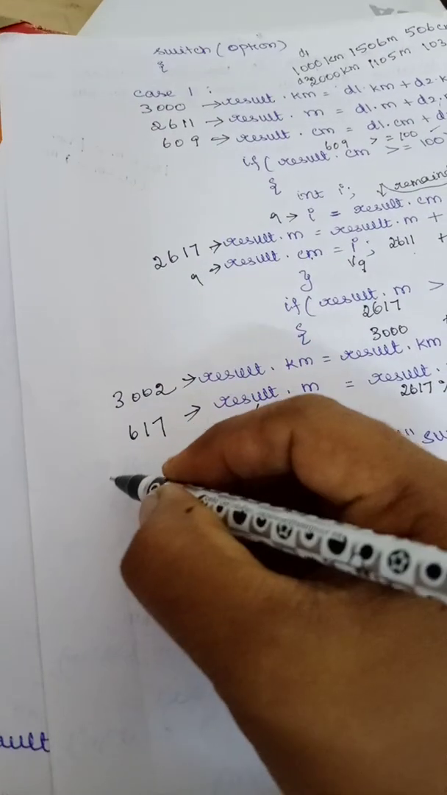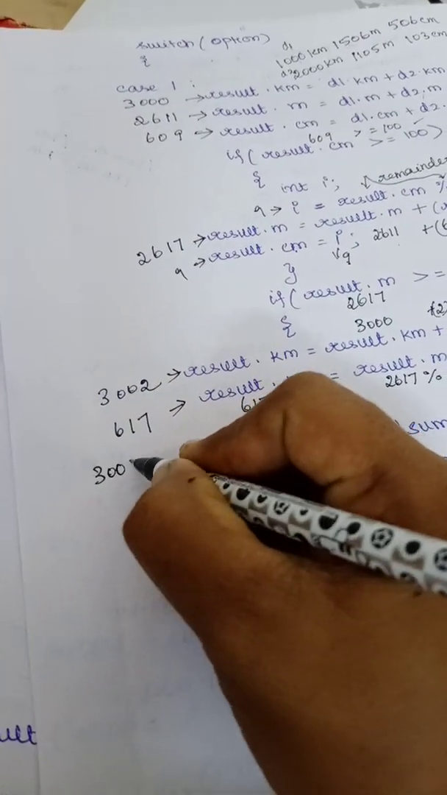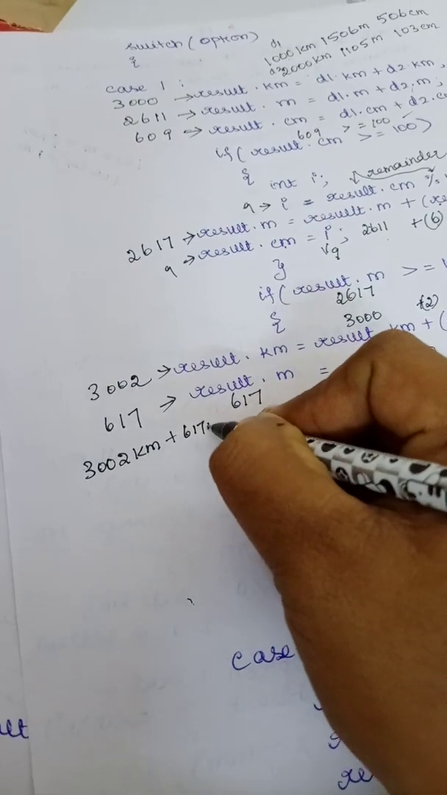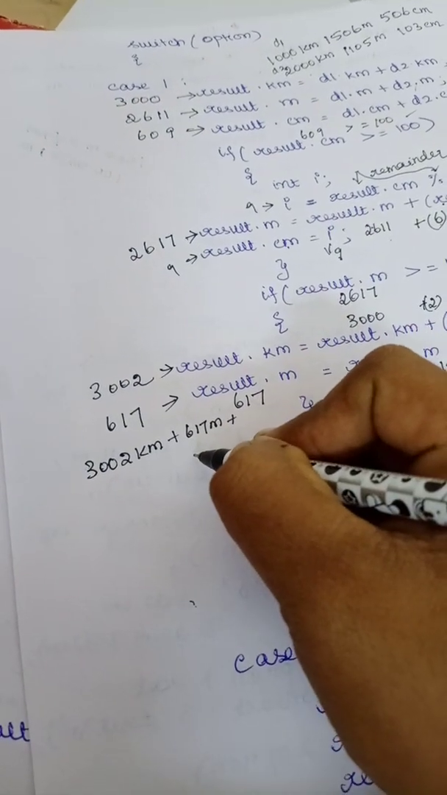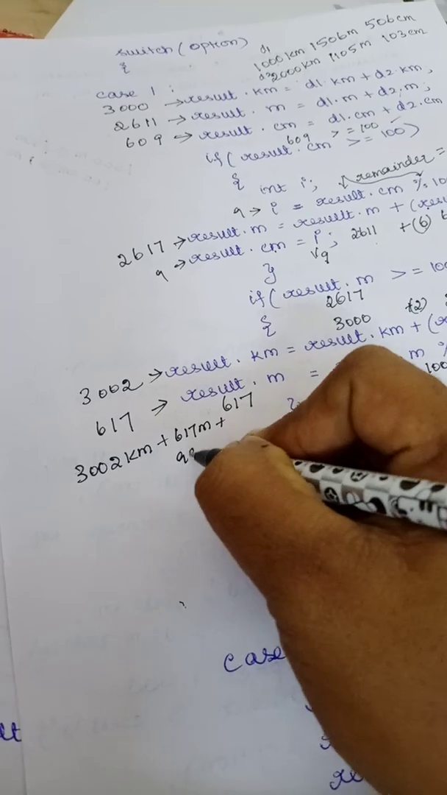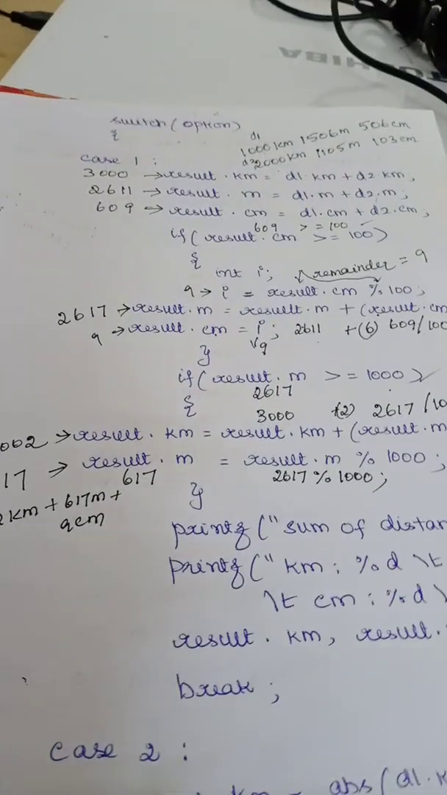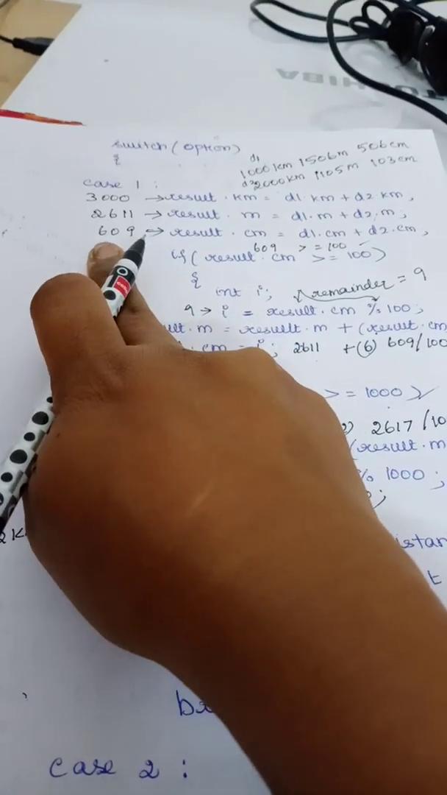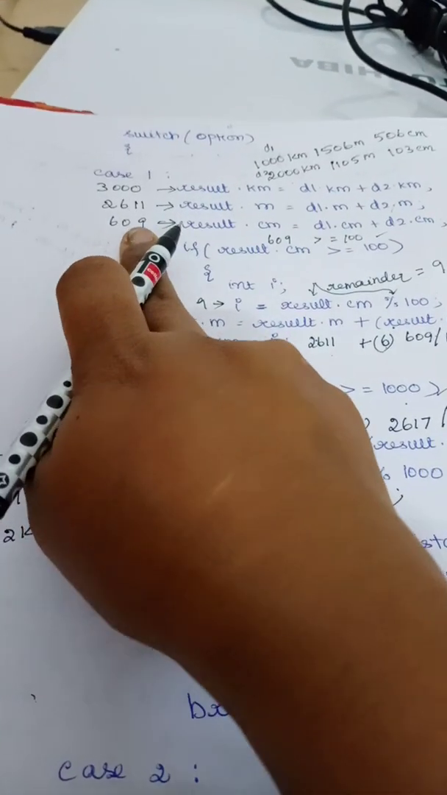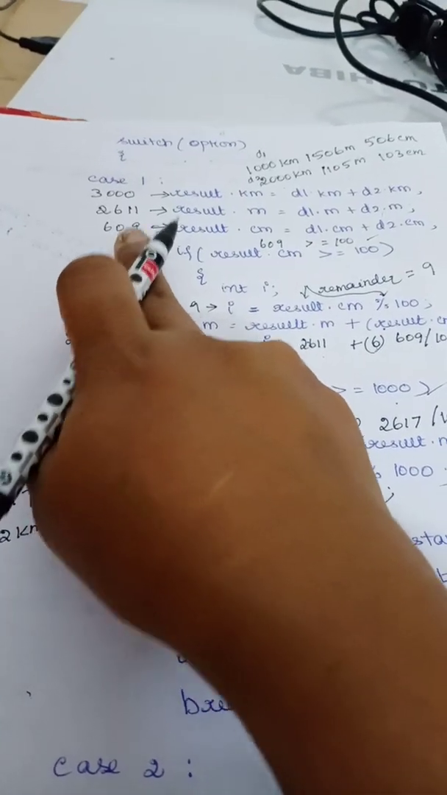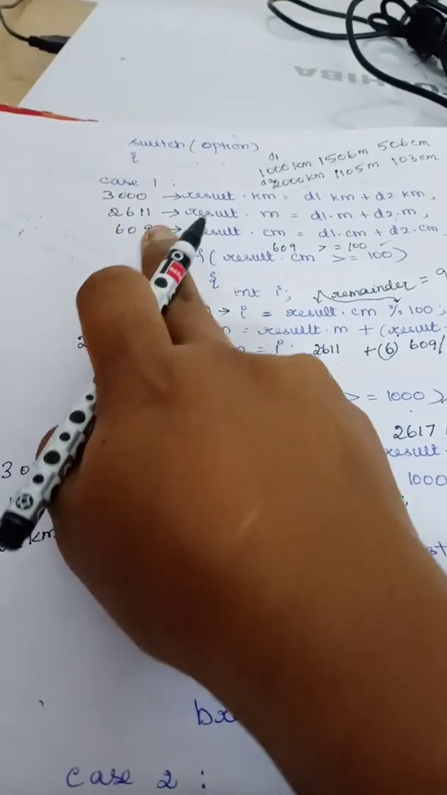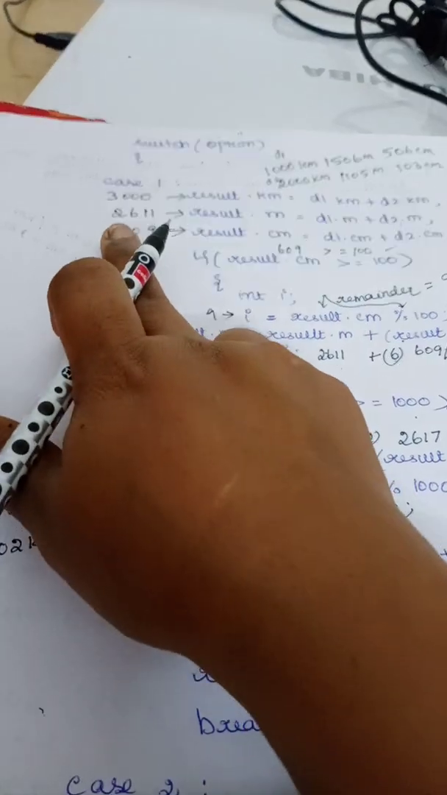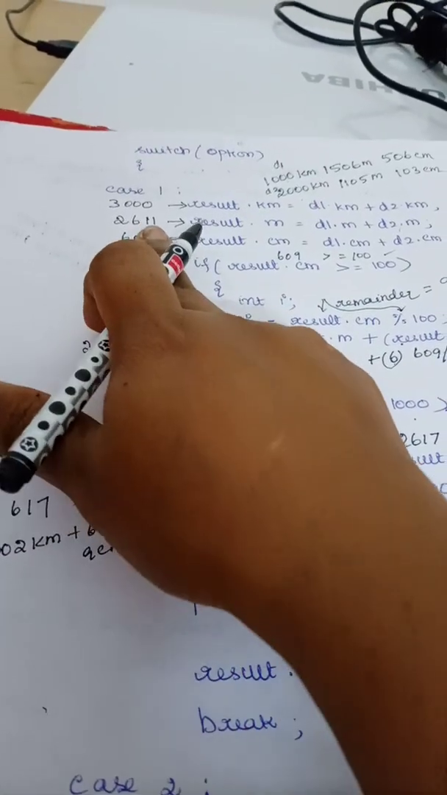So what is going to be my answer? 3002 kilometers plus 617 meter plus 9 centimeter. Is that clear? So here I have 609. So I am subtracting what? 100. I am taking 100. So 600s I have converted to meter. So here I have 9 centimeter. And here 2611 plus 9.